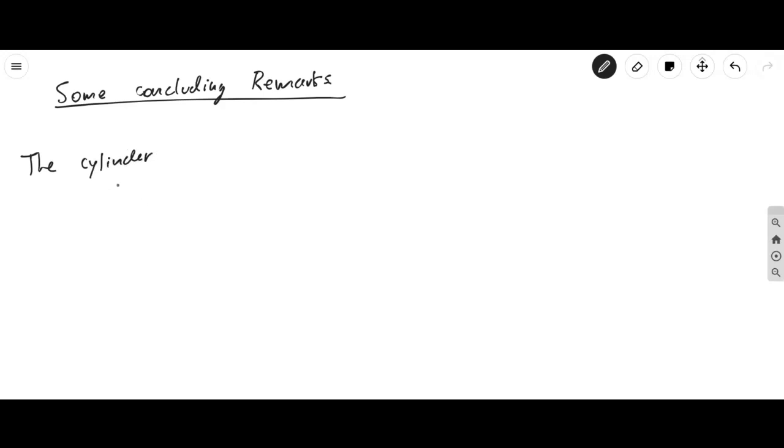Let us finish this long lecture with some concluding remarks. In no particular order, the first one that I want to start with is that the cylinder, so here we'll talk about the open cylinder because we want it to be a manifold, and the open Mobius band.